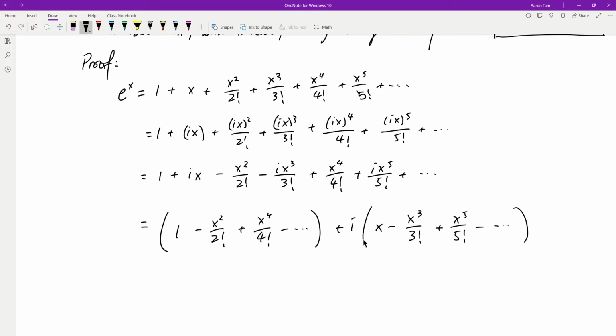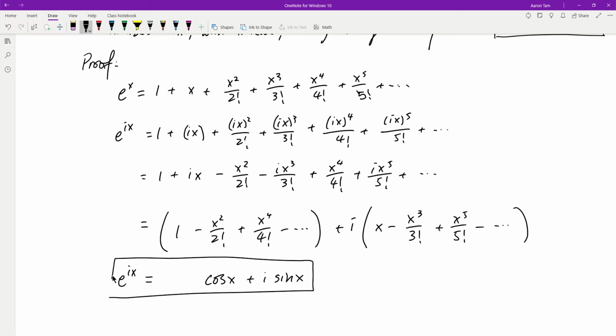And hopefully some of you might recognize that this first series right here is actually the cosine x series, while the second infinite series is the sine x infinite series. So therefore we arrive at this expression. Oops, I do need this one. Okay, and therefore we arrive at this expression, which is cosine x plus i sine x. And that arrives at our definition.